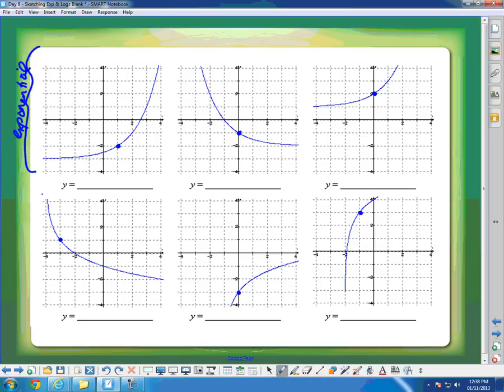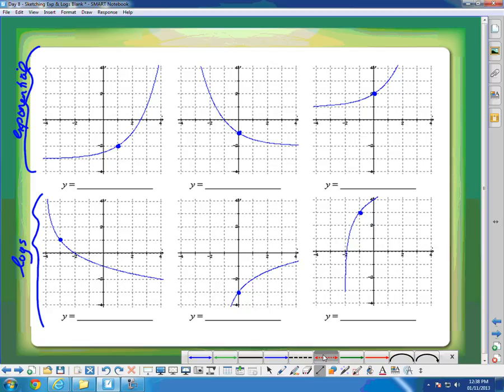And all these ones are logs. So that's what you started with. Now we got to figure out what it is. So for these, the first thing I think you should do is try and find the asymptotes, because if you know where the asymptotes are, you know whether it's moved up or down.